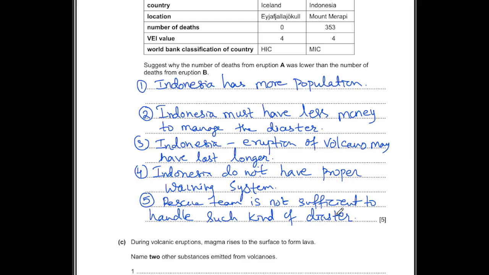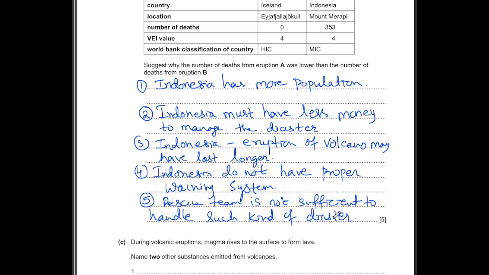Warning system may not be proper. Eruption of volcano may be for a longer duration of time. Less money to manage such kind of disaster, and the population is very high. Maybe these are the reasons why in Indonesia you see the death rate more compared to Iceland.